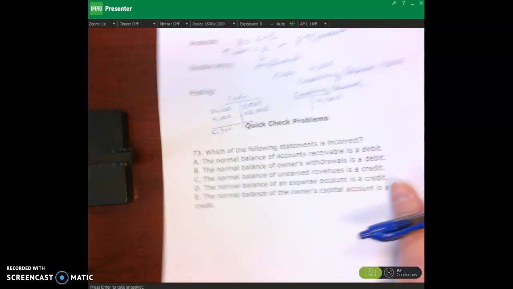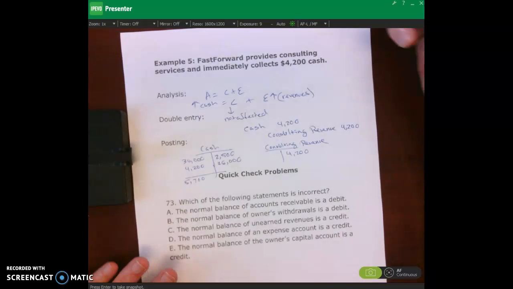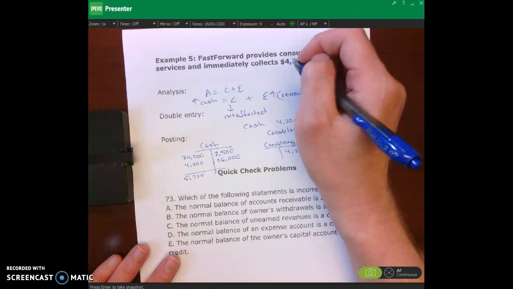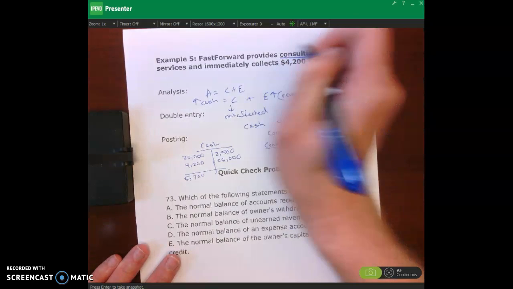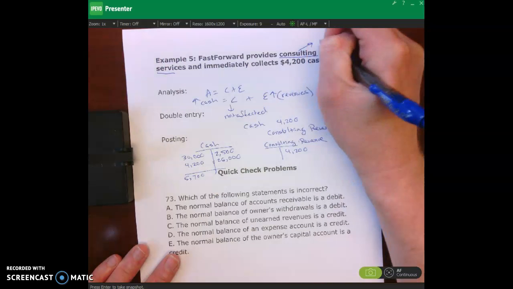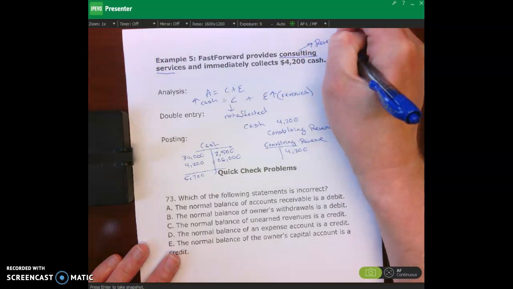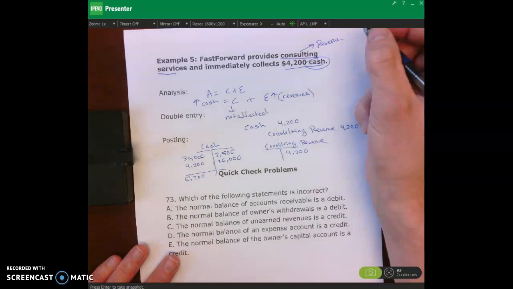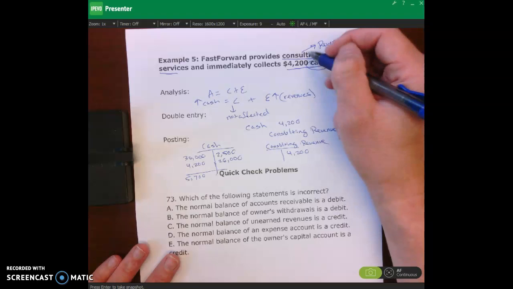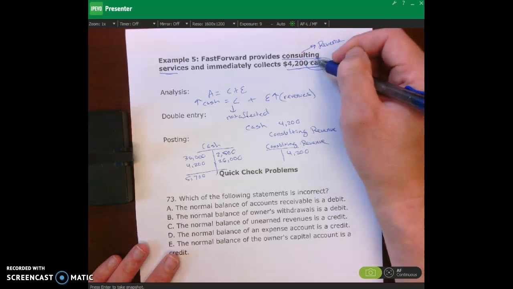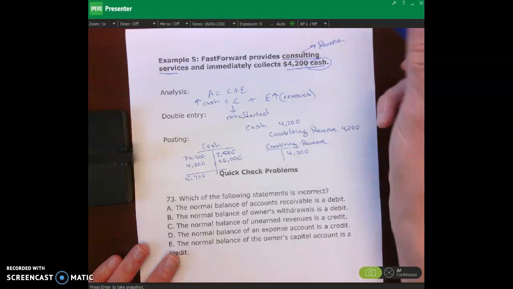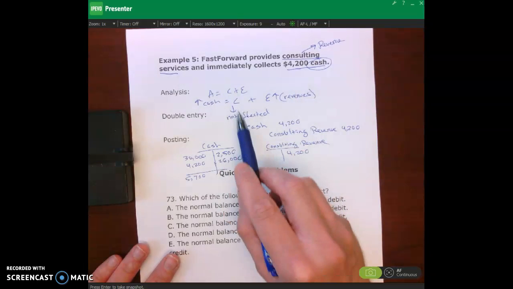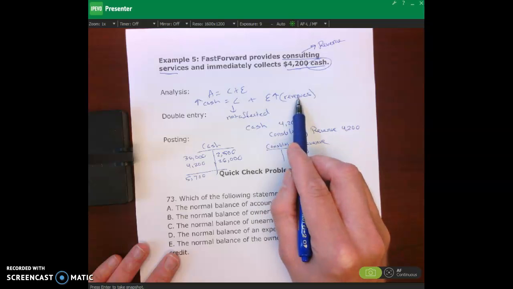Let's look at our final example right over here. Fast forward provides consulting services and immediately collects $4,200 cash. What are some of the keywords? Provides services. This means revenue. And collects cash. That's my other keyword. Underlying these keywords helps me to figure out what accounts are being affected. So what accounts are being affected? Cash, which is an asset, and then equity, because revenues are increasing.